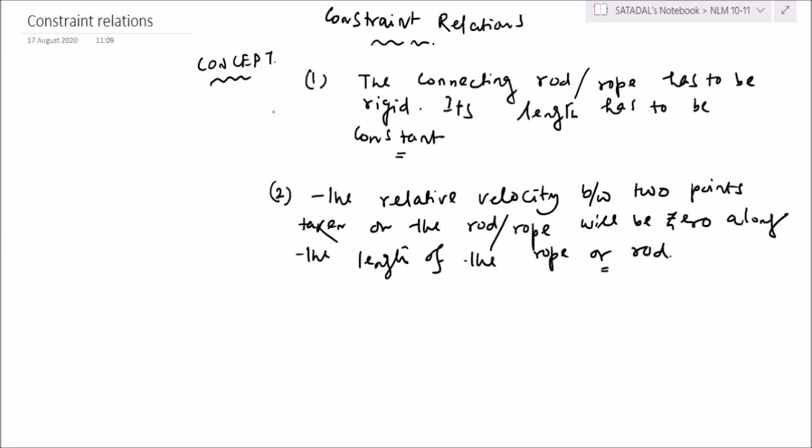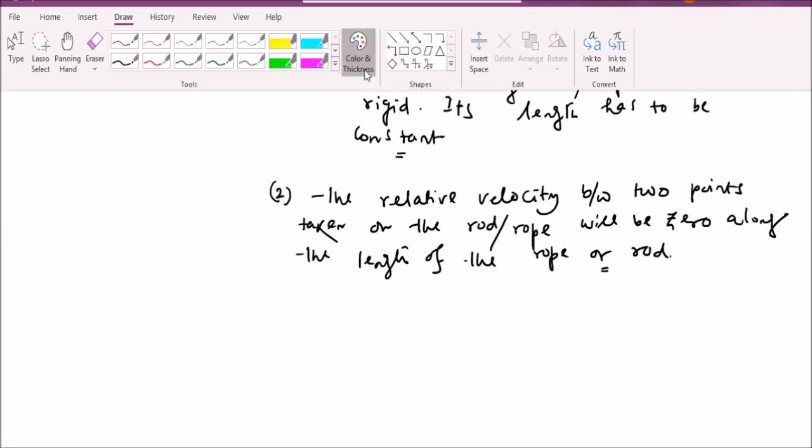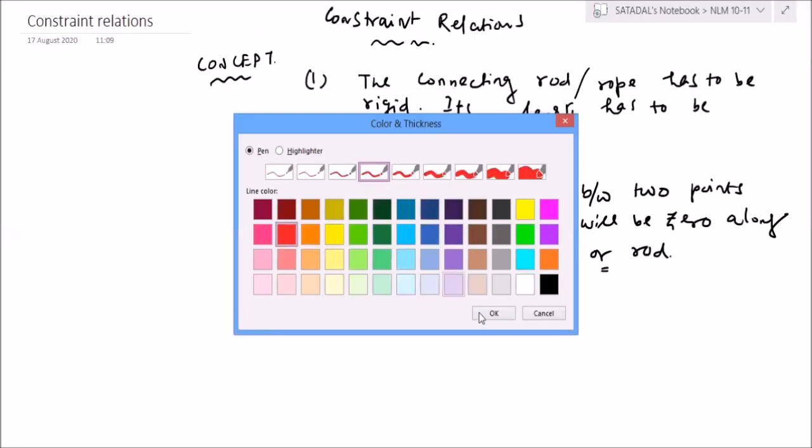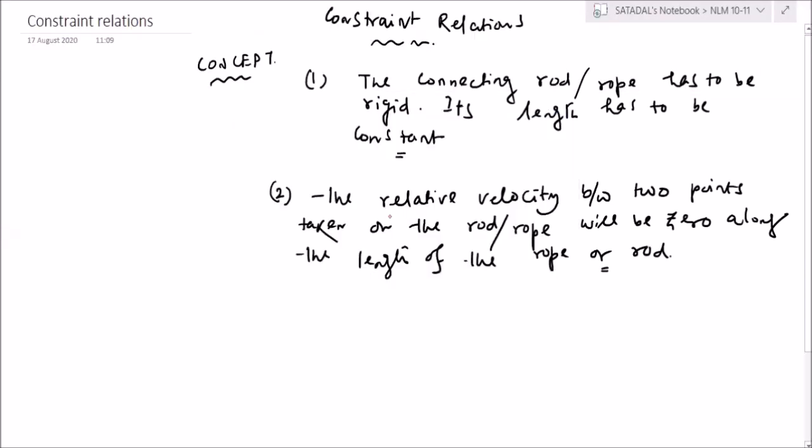So first part is quite clear. Concept one is not difficult at all. For concept two, I will just mark few keywords. We are talking about the relative velocity between 2 points on the rod, and that will be zero along the length of the rod. So these are the keywords, right? It cannot be zero in any arbitrary direction. It has to be zero only in that direction. That is along the length of the rod, right?